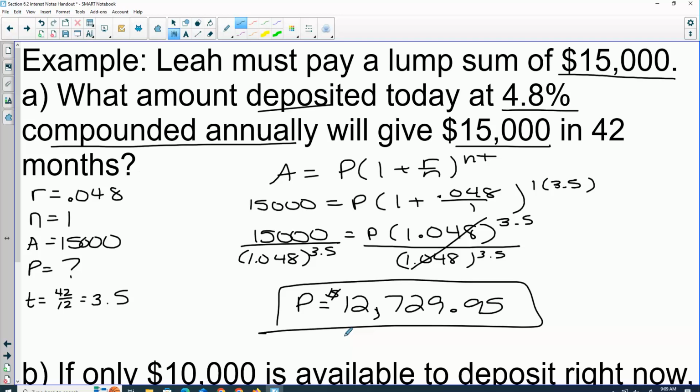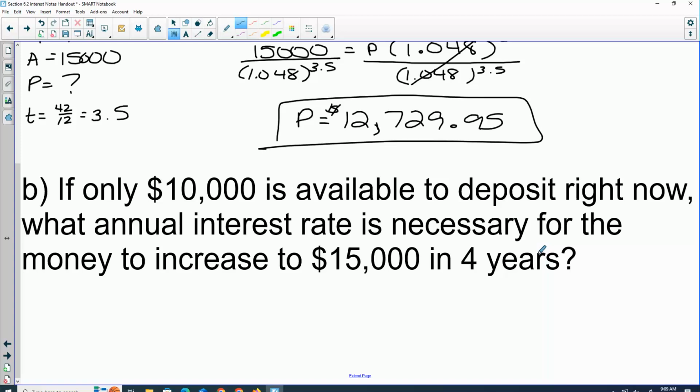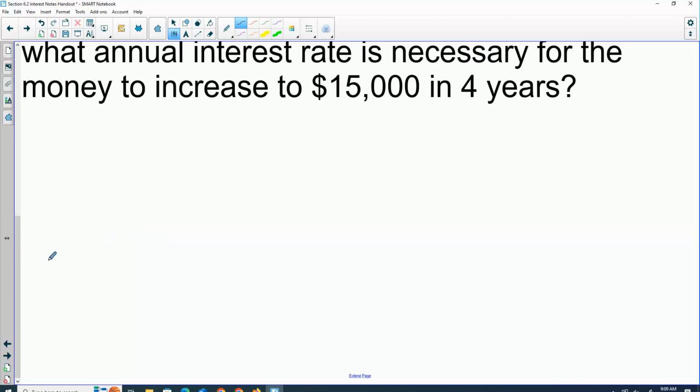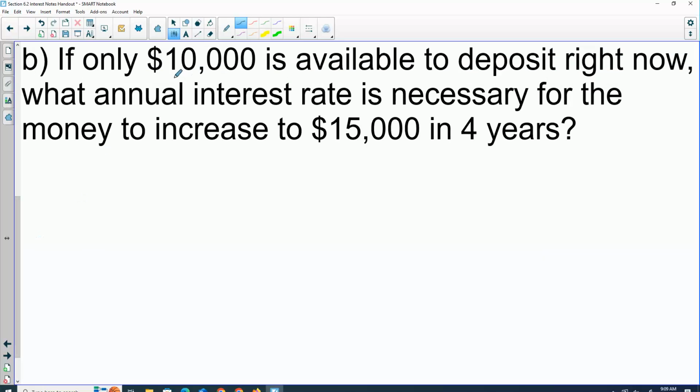Let's look at part B. So let's say she doesn't have that much. If only 10,000 is available to deposit right now, what interest rate is necessary for the money to increase to 15,000 in 4 years? So the 10,000 would be what variable? Principal. And my final amount, my future value A, is still 15,000. I want what interest rate? So I'm looking for which variable?